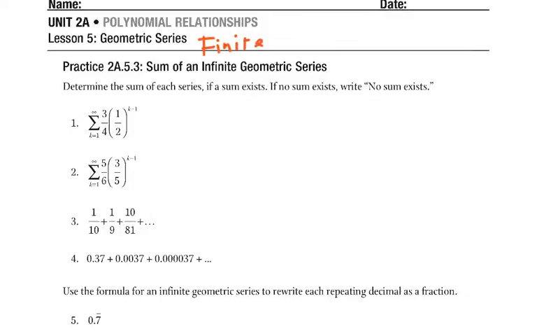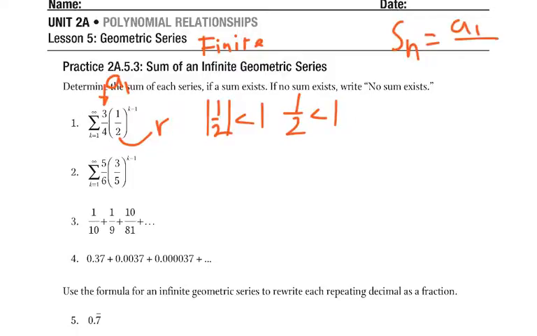Alright, so let's take a look at this. Number 1, first thing we should notice, it is infinite. Remember that 3/4 is our a sub 1. That 1/2 is our rate. Is the absolute value of 1/2 less than 1? Yes, it is, because 1/2 is less than 1. So what that tells us is that we do have a sum. So we need to use that formula. a sub 1 is 3/4, so I go 3/4 over 1 minus our rate, 1/2. That's what we use to figure out what our sum is.